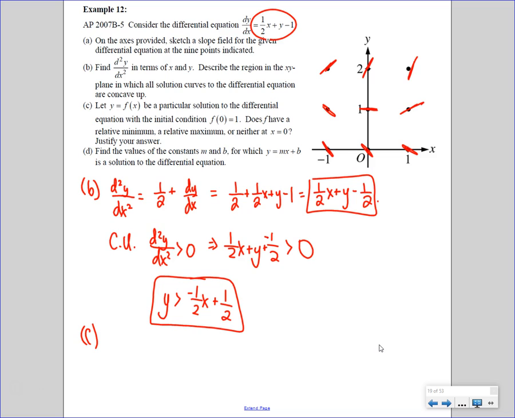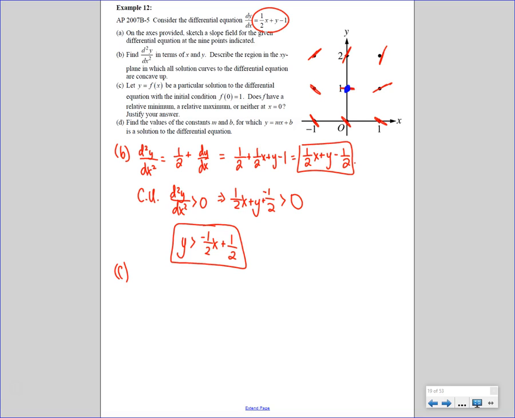Okay, cool. They give me a point. Okay, cool. Does F have a relative min, a relative max, or neither? He's got one of them. Because let's follow the flow. Let's follow the flow.